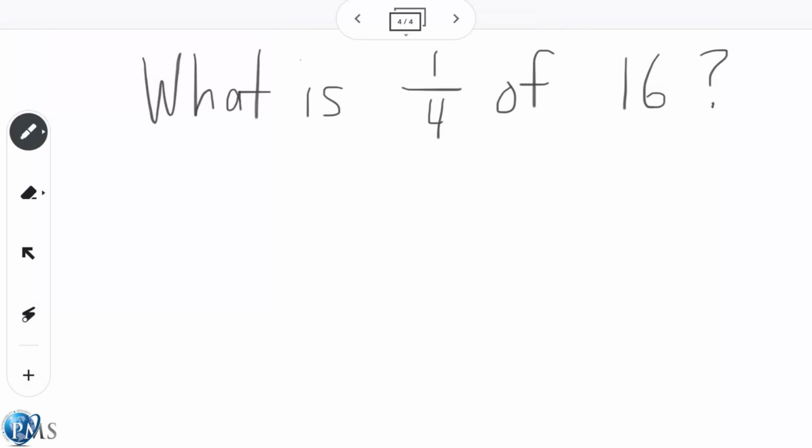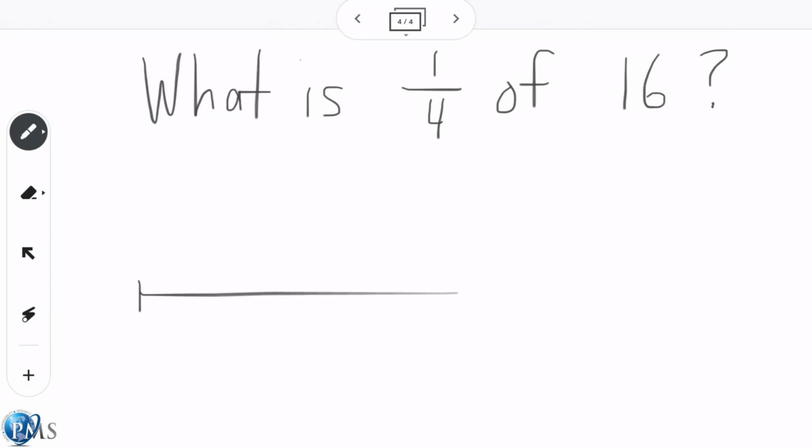Here's a good question that we should answer. What is 1/4 of 16? Good question. 1/4 of 16. So we want a fraction of 16. This fraction, 1/4. So this is what we might want to do.